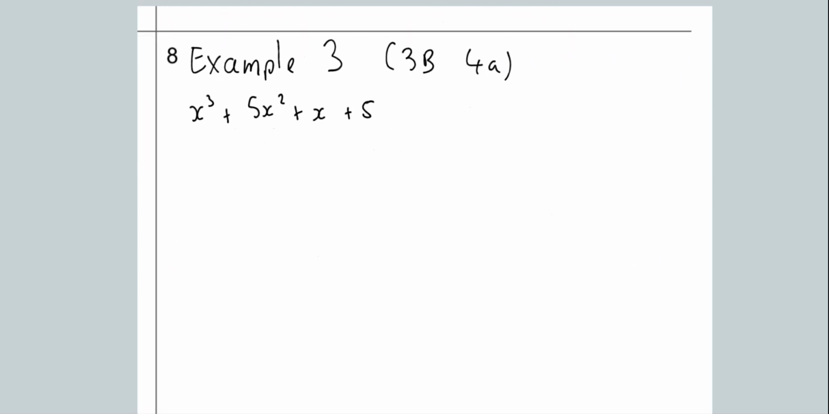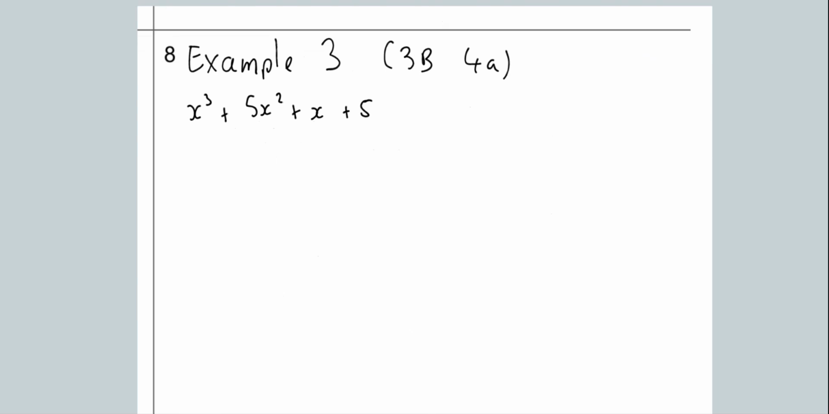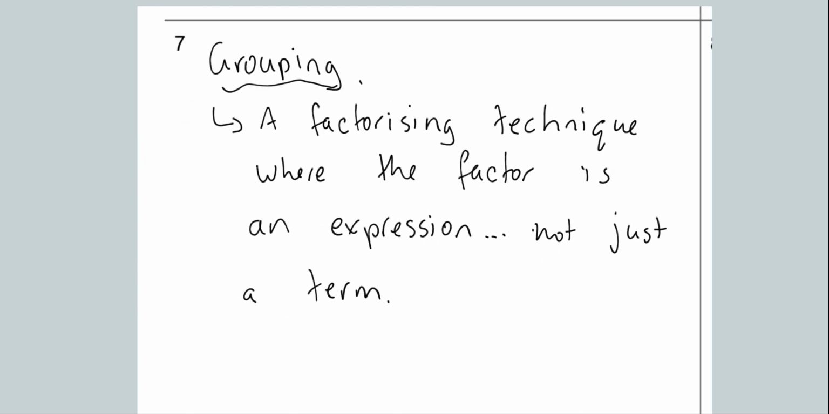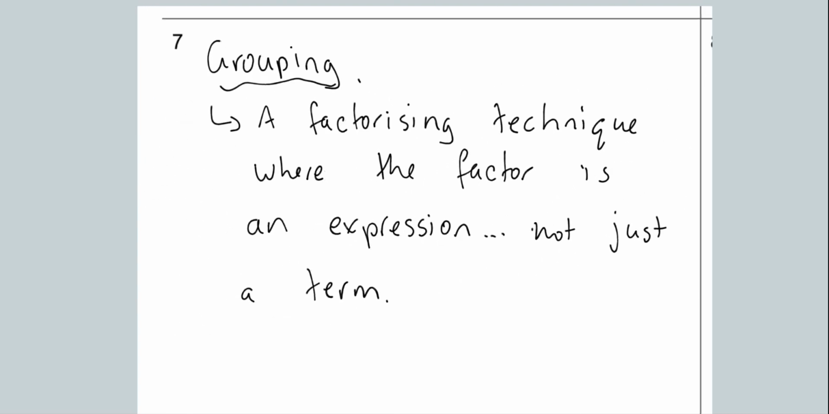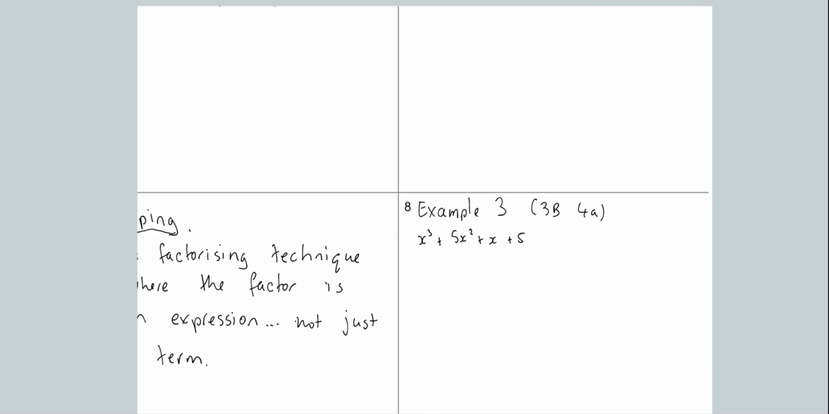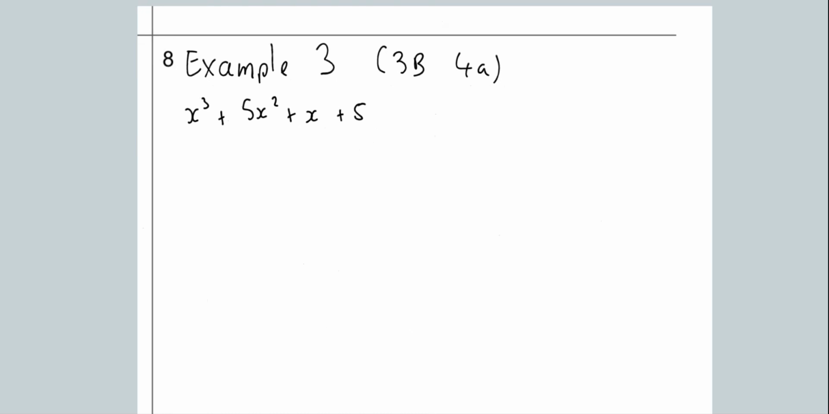Now, the third example looks initially like there's no common factor here. I mean, we've got x's here and here and here, but there's no x here. So initially it looks like it cannot be factorized. And remember, factorized means put into product form, two things multiplied together. But we're going to use a little technique called grouping. And the factor we're going to take out is an expression instead of just a single term. I'll show you what I mean by looking at example 3.